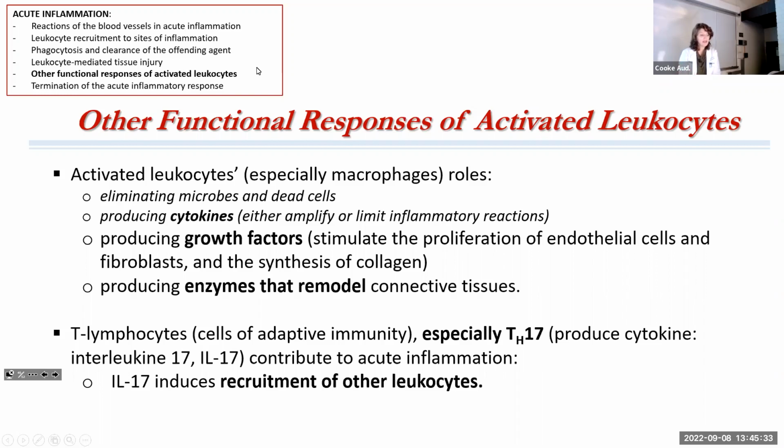So also keep in mind that T lymphocytes, especially T helper Th17, which produce the cytokine interleukin 17, contribute to acute inflammation by inducing the recruitment of other leukocytes.